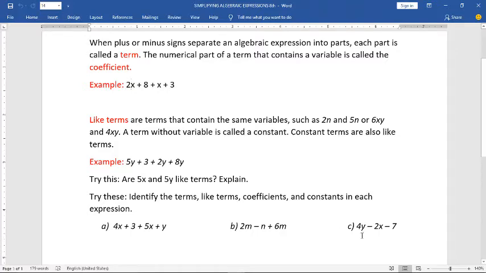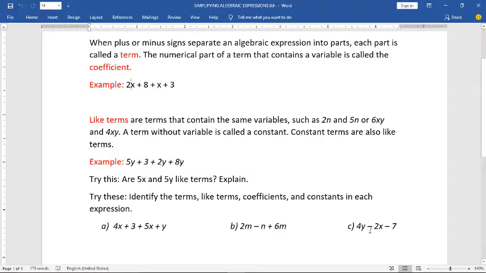Let's go for the last one. It's 4y minus 2x minus 7. One term, separated by a sign, the minus sign, 2x, separated by a sign from 7. Here we have an algebraic expression with 3 terms.